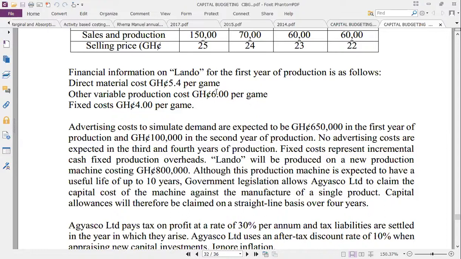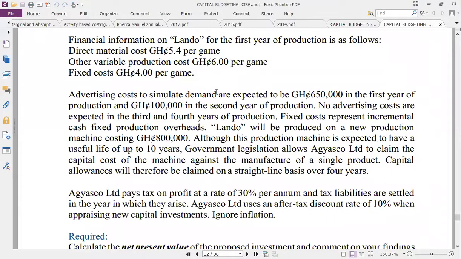Now let's go to the notes. Ajasco Limited pays tax on profits at the rate of 30% per annum, and tax liabilities are settled or paid in the year in which they arise. Ajasco Limited uses an after-tax discount rate of 10% when appraising a new capital investment. Ignore inflation for now. Good.